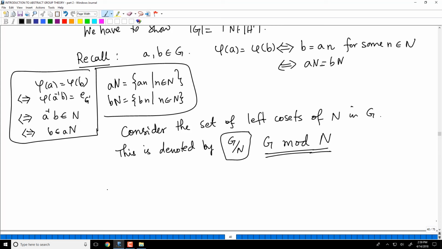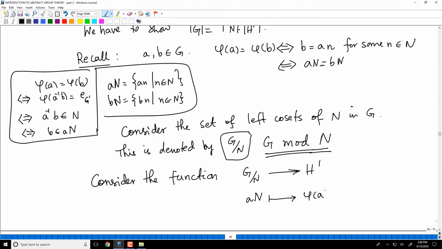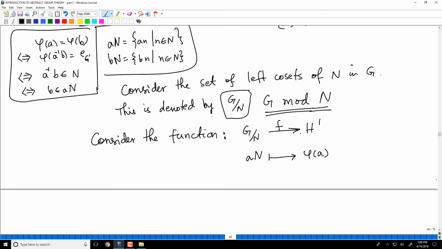So consider a map, consider the function from the left cosets to H prime. H prime, remember, is the image of phi. What is the left coset? So what is the function I want to consider? I'll take an element aN. Left cosets are of the form aN, and I will map it to phi of a. So this is the function. I'm defining the function aN going to this. So this is the function f. So f of aN is just phi a.